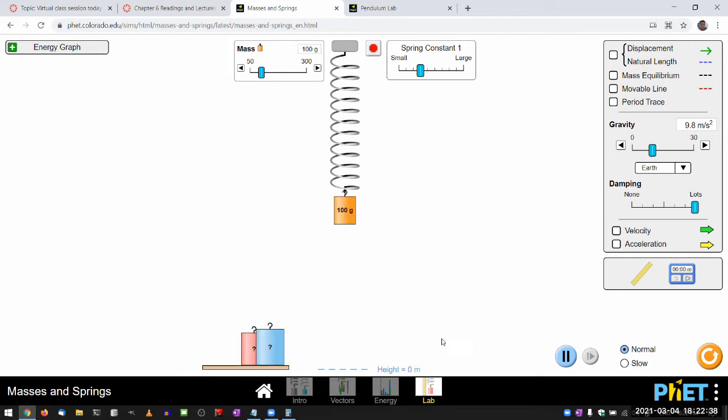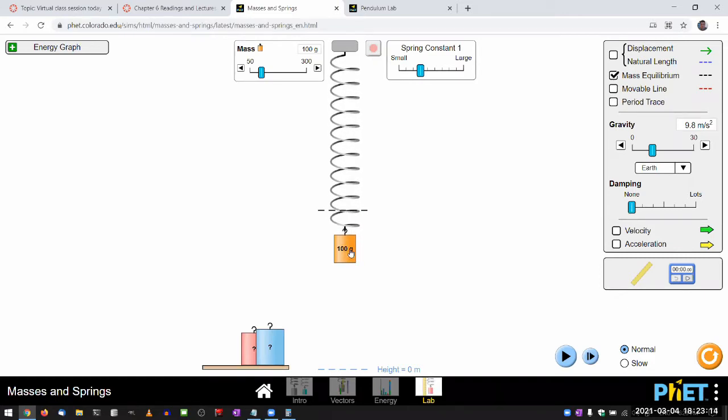So let me quickly overview the idea of natural oscillation frequency. So this line is the mass equilibrium. Having this line is useful for illustrating the amplitude of oscillation, as in the maximum displacement from this equilibrium position.